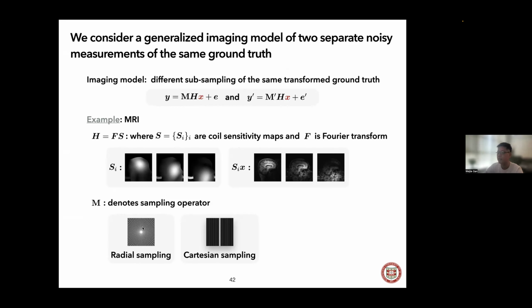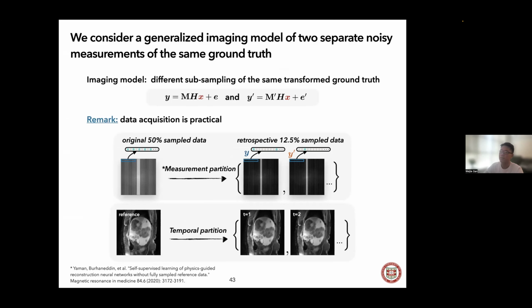In MRI, there are two typical ways to do sampling. One is what we call radial sampling, and the other is Cartesian sampling. Another benefit of considering this new imaging model is that it broadens the way of data acquisition. In the previous work, in decorrelation, we only considered dynamic imaging, which is cool, but not general enough. But in this new model, we can have another way to get the data.